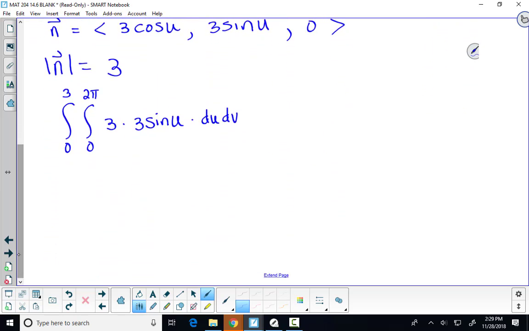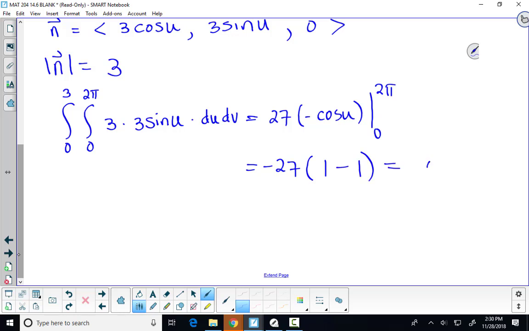There is no v, nor will there be a v, so we can multiply by 3 from the outside. We integrate sine and get minus cosine, and we go 0 to 2 pi. So that's minus 27 times cosine of 2 pi minus... It is 0. Yeah, 0. Very unsatisfying.